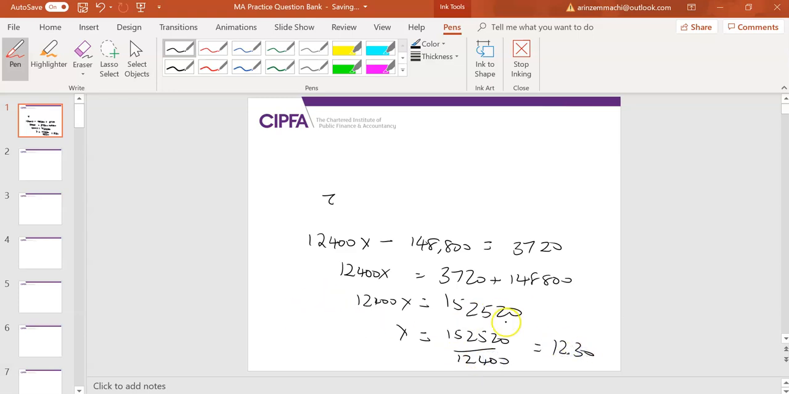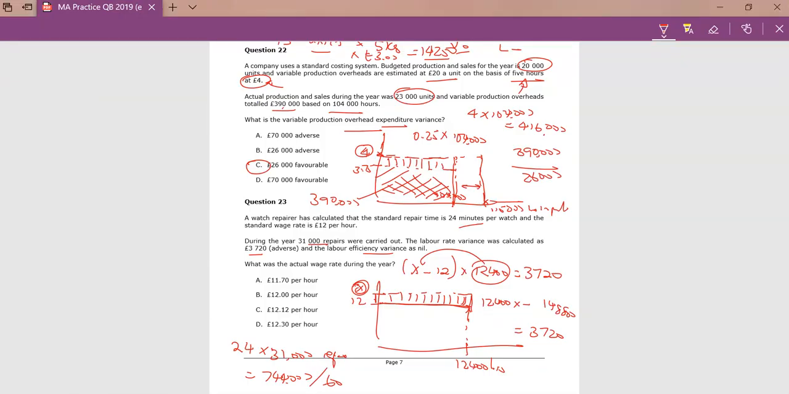I think the principle, which takes us back to what you're trying to do, is make sure that you understand what it is you're doing. The argument was that we expect you to spend £12 on each hour. So how many hours did we expect you to use to make 31,000 watches? That's the issue here. We know that we expect you to use 12,400 hours. Have you used more or less hours? Well, they tell us that in terms of efficiency that you haven't.